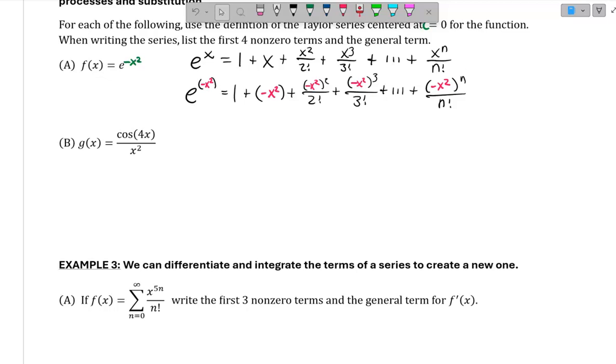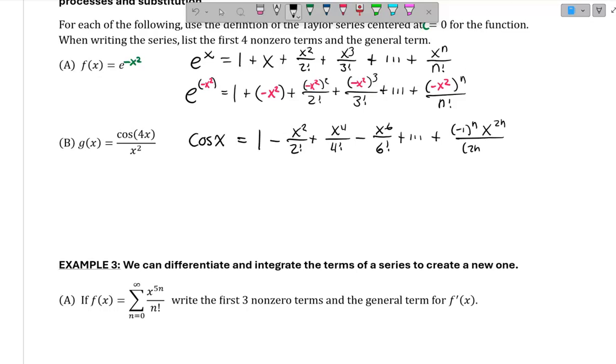All right, for this one, our original function looks like we're going to start with the power series cosine of x, and then we're going to do two different things to it this time. So let's write cosine, and we'll write those first couple terms. So 1 minus x squared over 2 factorial plus x to the 4th over 4 factorial minus x to the 6 plus dot dot dot. And then we have our general term, which would look like this.